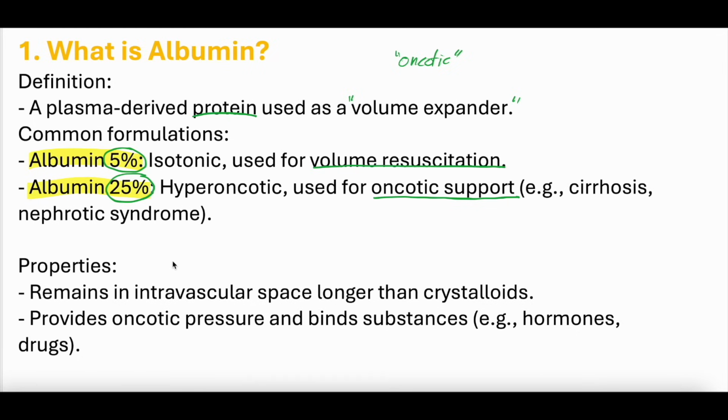Okay, properties of albumin. It does remain in the intravascular space longer than crystalloid, all right, back to that oncotic pressure. And it provides oncotic pressure, but it also binds different substances, hormones, drugs. So it's a really important plasma protein. And when you're giving albumin through the IV, you have to remember that albumin does bind different hormones, all right? It does bind different drugs. It binds things like calcium as well. So this has a lot of different effects beyond just that intravascular volume.